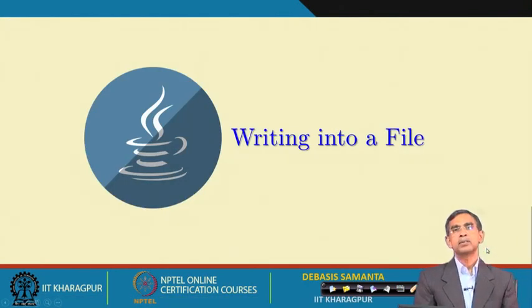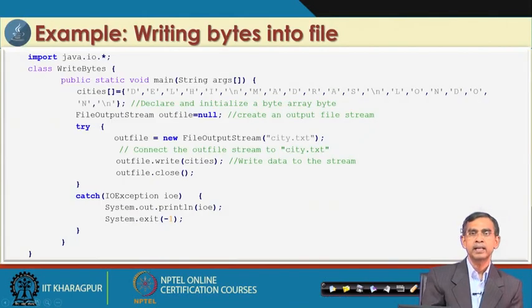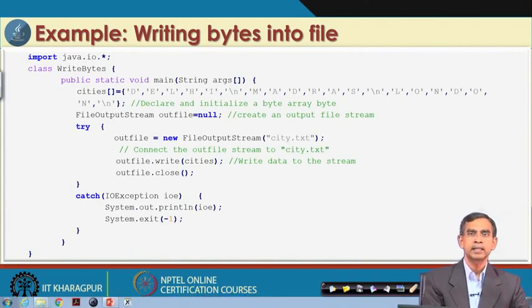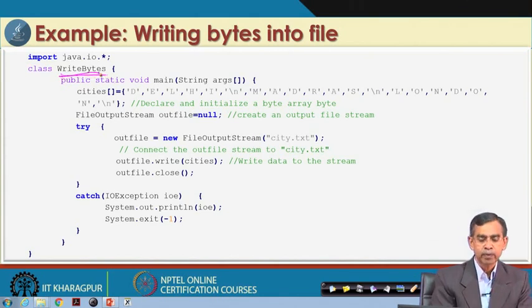Now, this is about how we can read. Here we have used the byte input stream classes, one mechanism, reading in the form of a byte. Now, we will discuss the just opposite process called writing into a file, how a byte can be written into a file, or a character or a stream can be written into a file. Here is a small program again to illustrate the concept of writing bytes into a file, named write bytes.